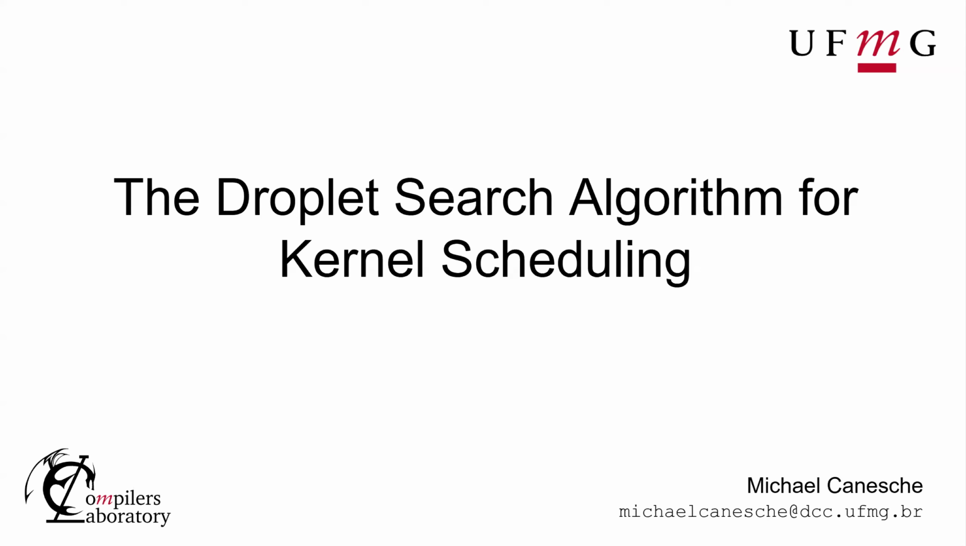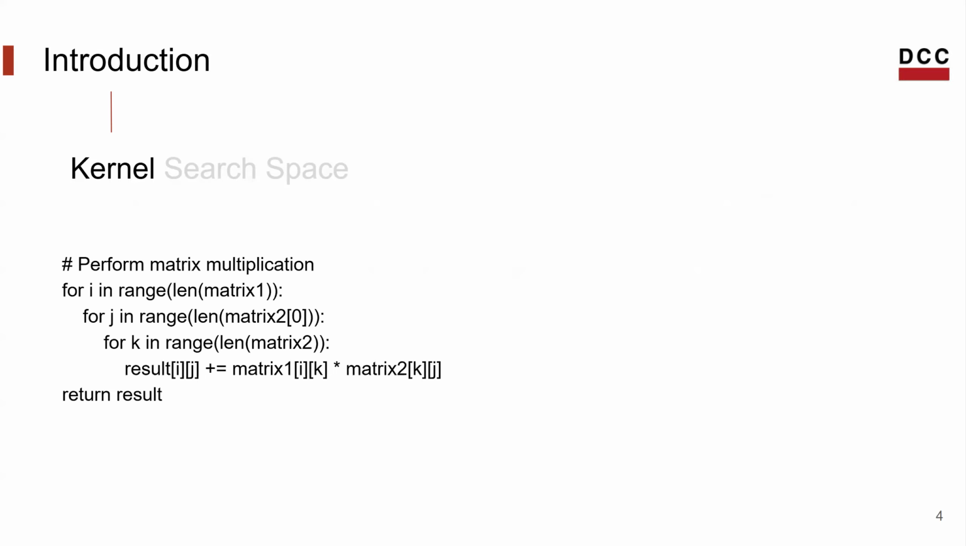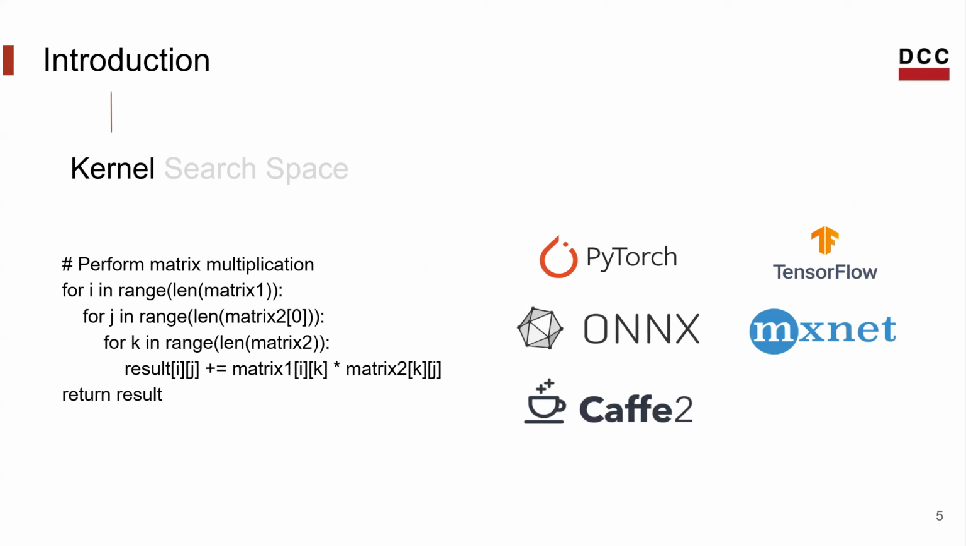My work is about the Droplet Search algorithm for kernel scheduling. To understand my work better, we needed to know the definition of the kernel search space problem. But first of all, what is a kernel? A kernel can be a code or a snippet of code like matrix multiplication, or it can be a complex model, such as a convolution network from ONNX model, PyTorch, TensorFlow, etc.